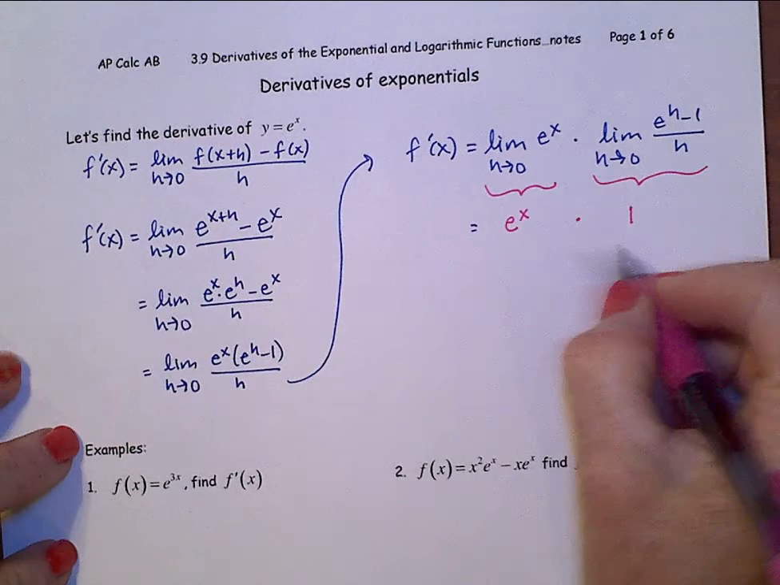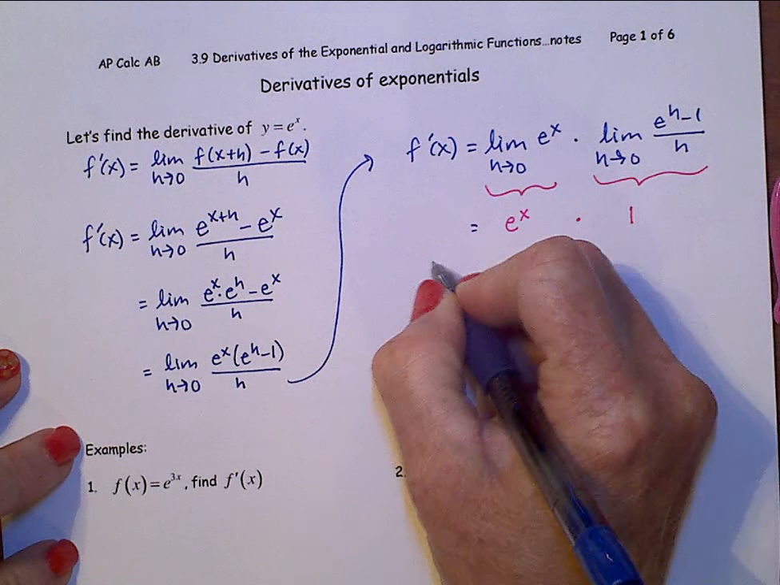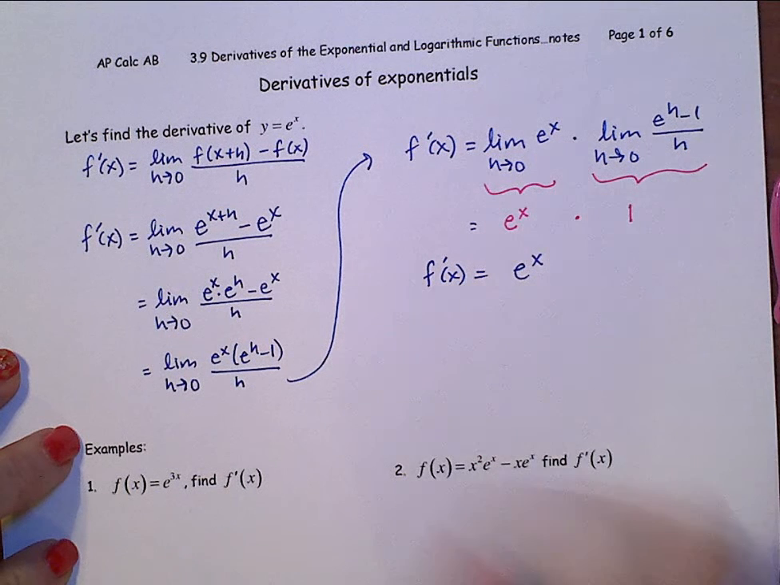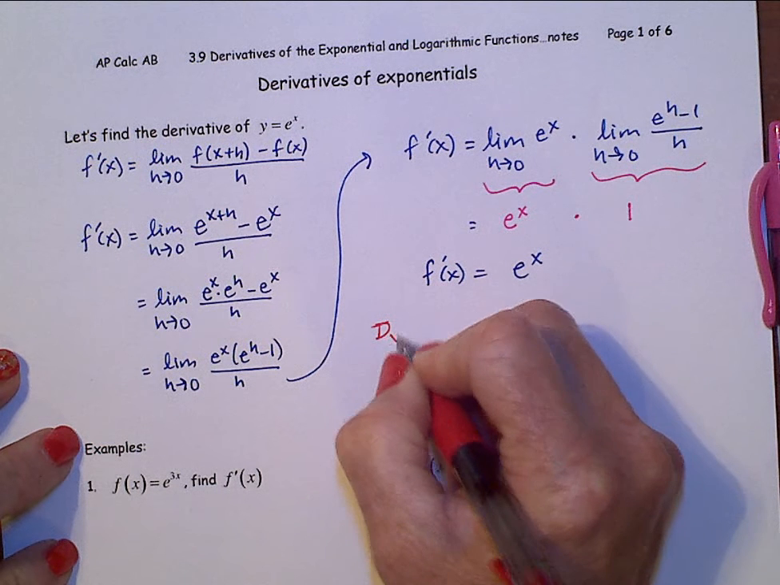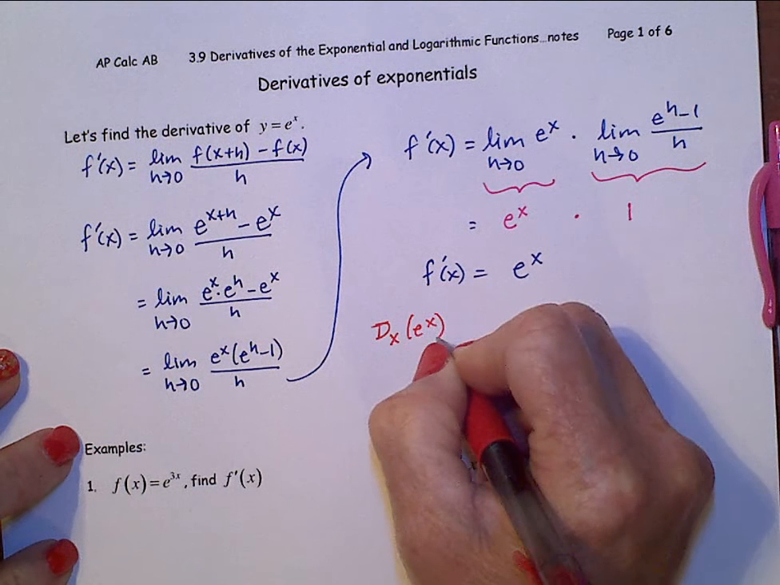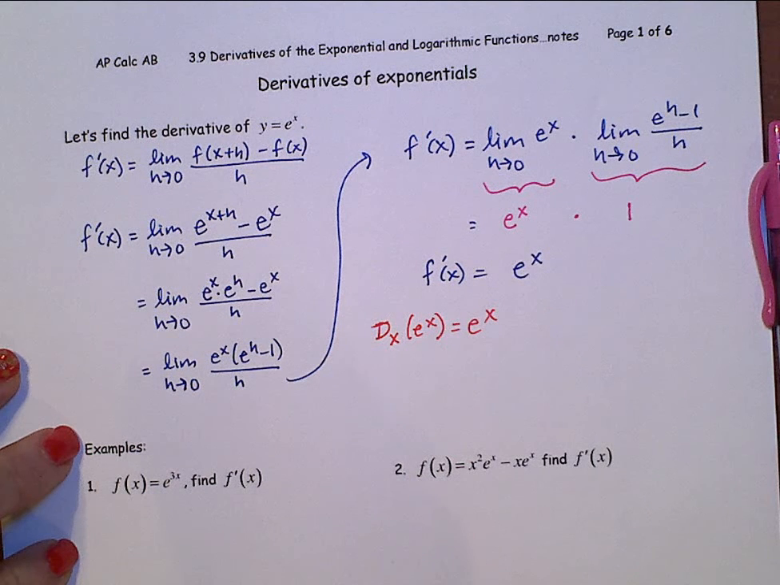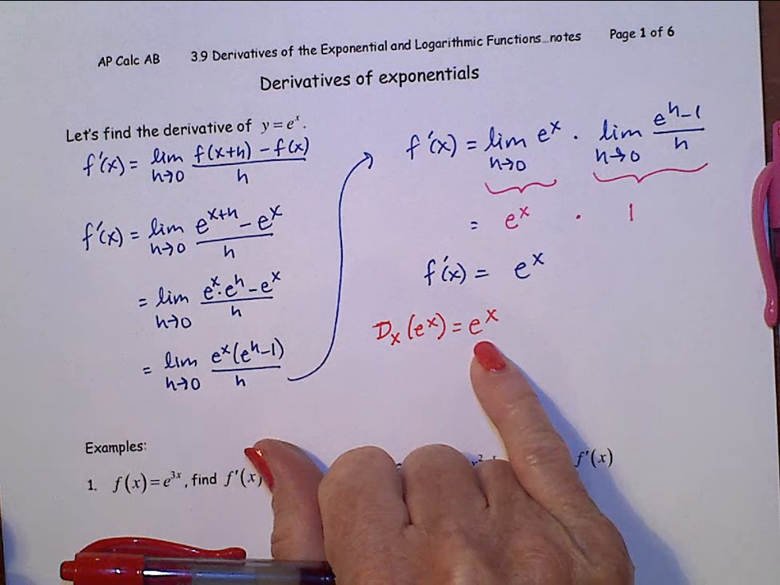and we have e to the x. All of this says, oh, I should write it this way, the derivative of e to the x is e to the x. I love this function because it's the only function whose derivative is exactly itself.